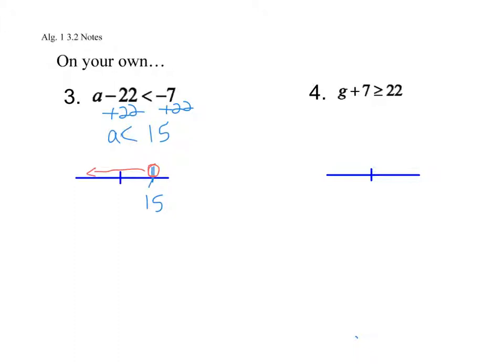Number 4 says g plus 7 is greater than 22. Again, we're going to subtract. That's the opposite of addition. We're going to subtract 7 from both sides of our inequality, and we're left with g is greater than or equal to 22 minus 7, which is 15. Boy, we've ended up with 15 a couple times here. So in this case, we're going to color in our circle. It's a solid circle. And g is greater than, so it's going to go in that direction.